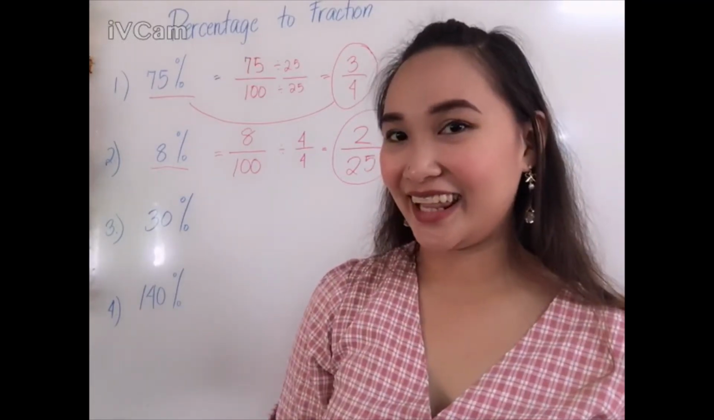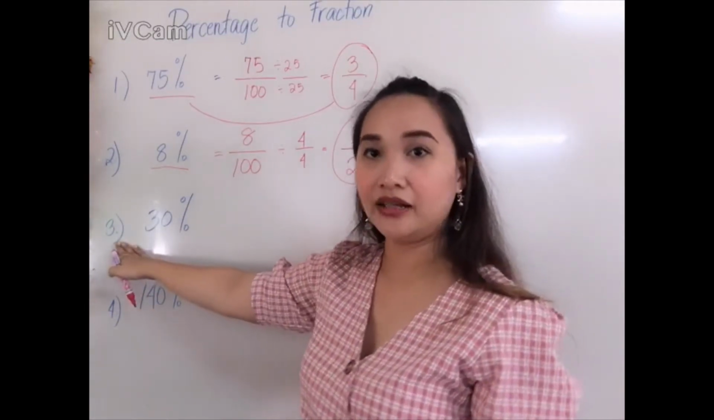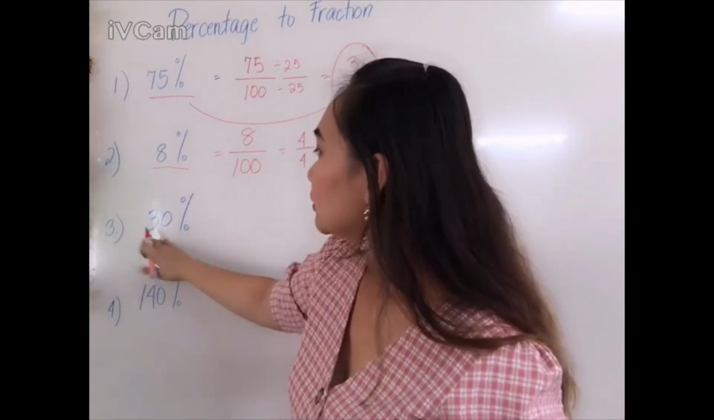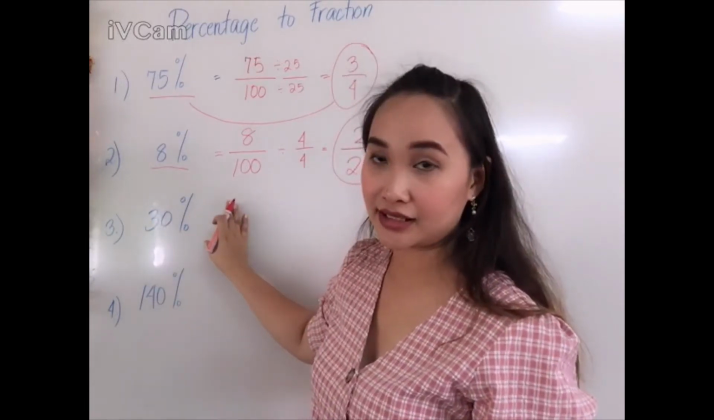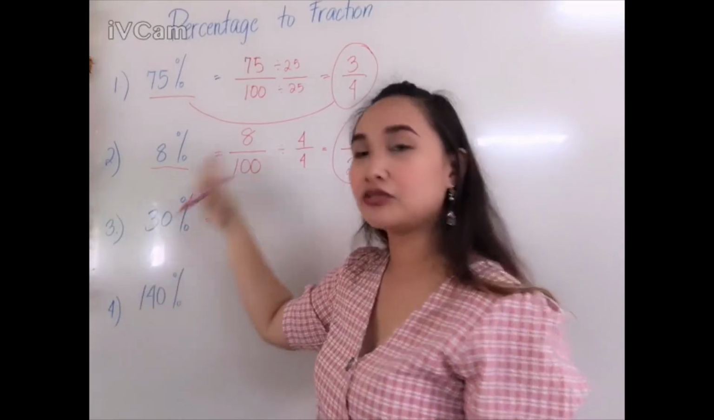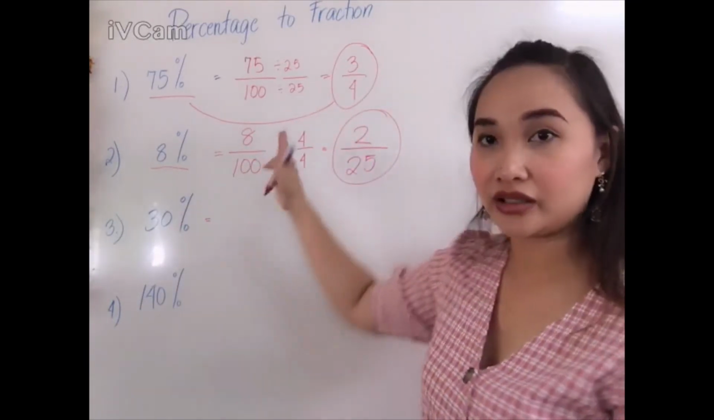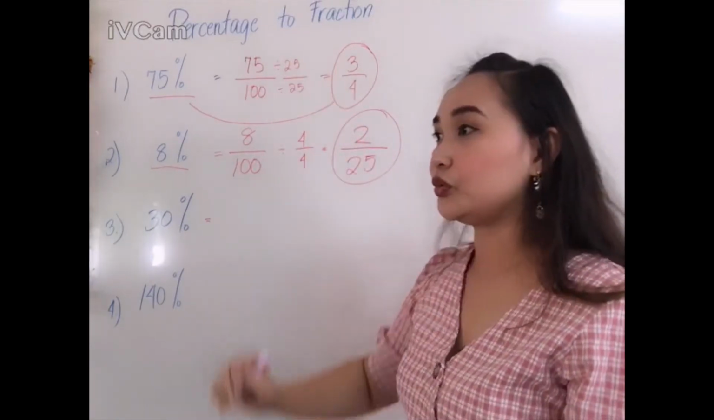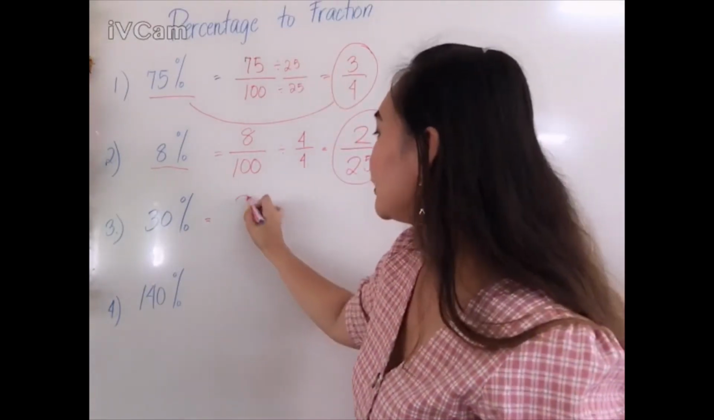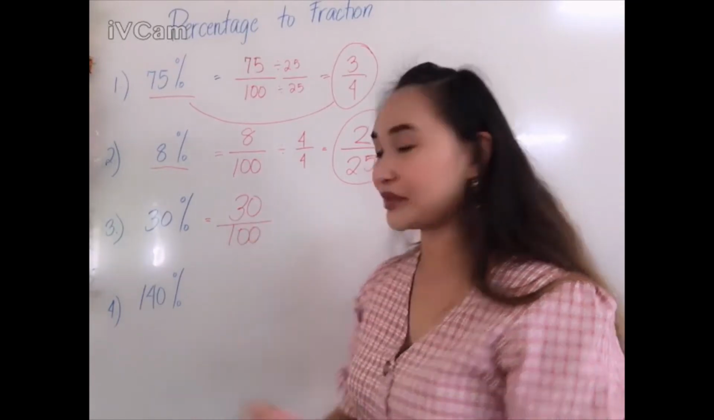You understand? Okay. So next question, next example, we have number 3, we have 30%. Okay, 30%. Now change 30%. Of course, the same as what we did in number 1 and number 2. We'll write first 30 over 100.